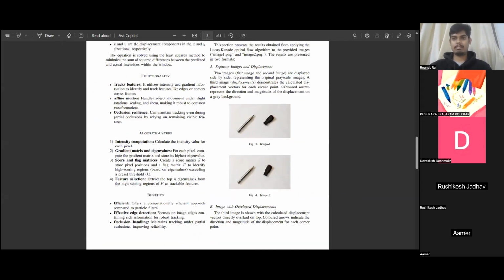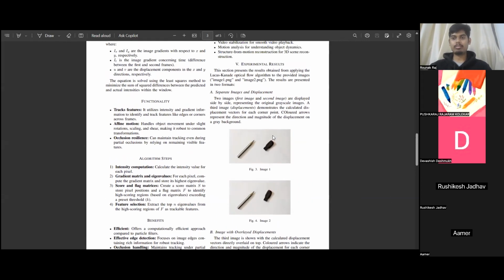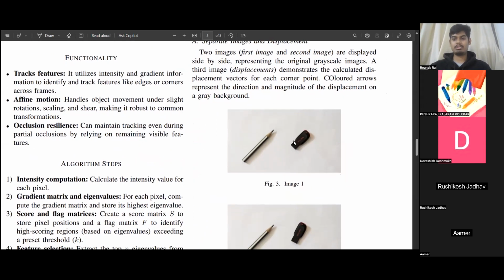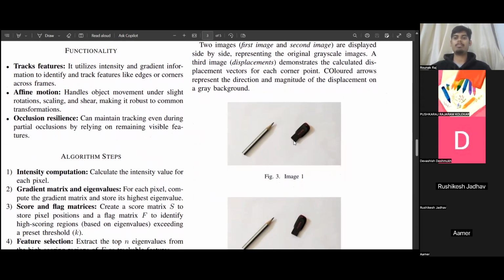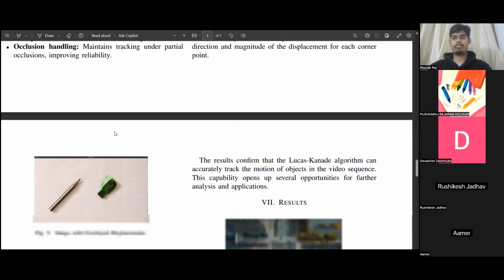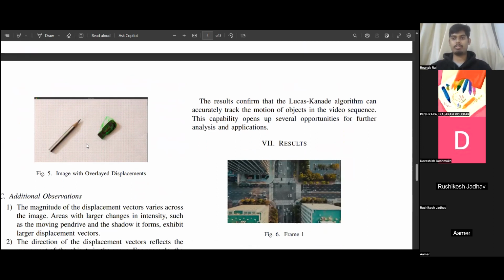So in part A, you can see that here we have taken 2 images, that is image 1 and image 2, that is the frames from the video. And in the next image that you can see, colored arrows are shown, which show the displacement of the frames from image 1 to image 2.